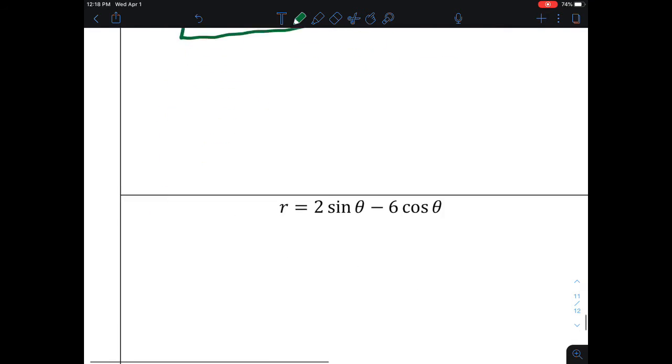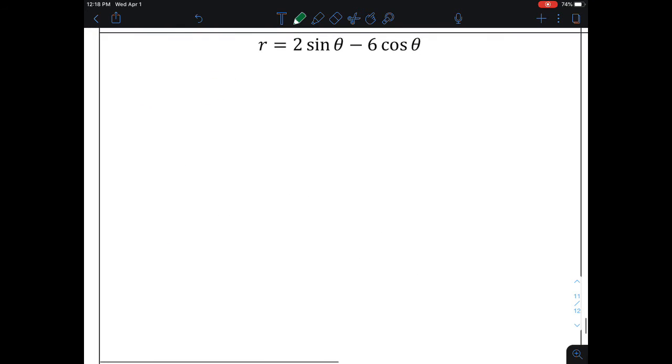Now let's look at another one here. And each of these problems kind of has its own unique approach in terms of being able to convert it. If I'm looking at this one, r is equal to 2 sine of theta minus 6 cosine of theta. I need to have the sine and the cosine functions both being multiplied by r so I can convert. So my first move is I'm going to multiply both sides by r. And in doing that, that's going to give me r squared is equal to 2 times r sine of theta minus 6 times r cosine of theta.